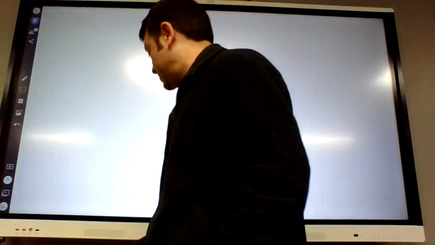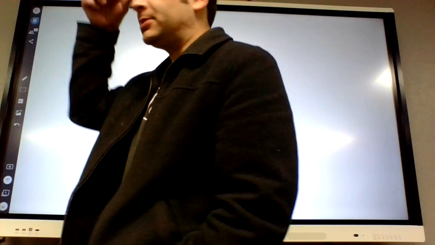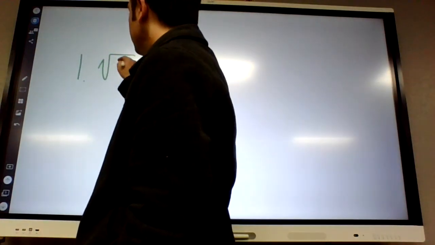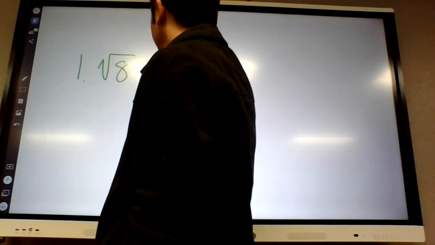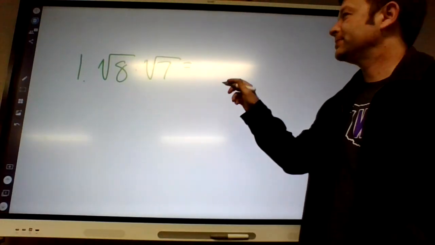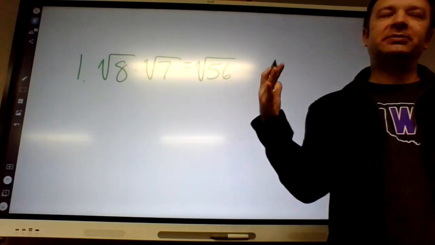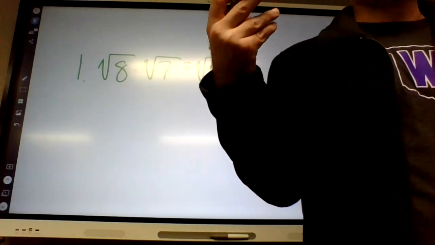Doing so, let's just go ahead and jump in here. Number one says square root of 8 times square root of 7. Well, without using the calculator, guess what that would be? I know. 56. Square root of 56. However, square root of 56 does simplify.